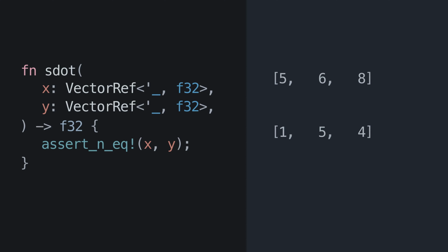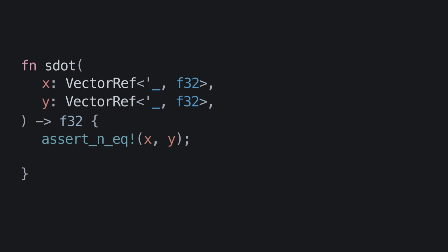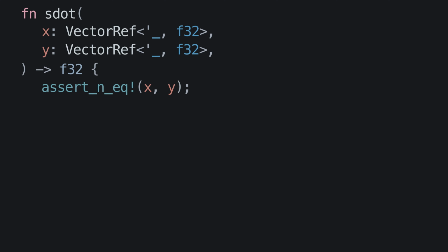The dot product takes 2 vectors. It calculates the element-wise products. And it returns their sum. A naive implementation would look something like this.